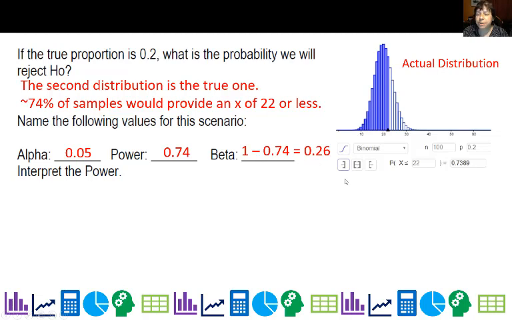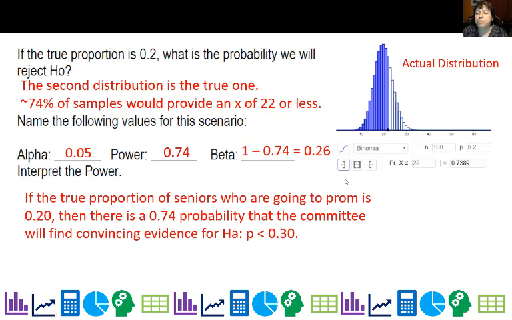How do we interpret it? Well, if the true proportion of seniors who are going to the prom is actually 0.20, then there's a 74% probability that the committee will find convincing evidence for the alternate. So it's the probability of finding evidence for the alternate.